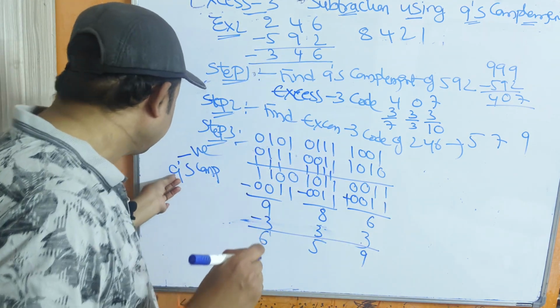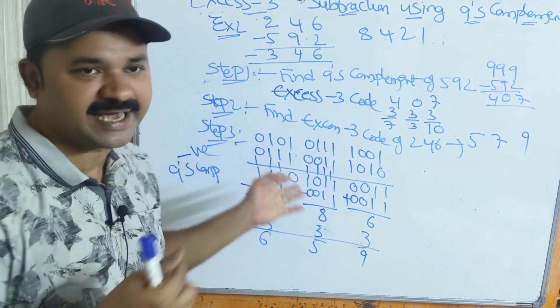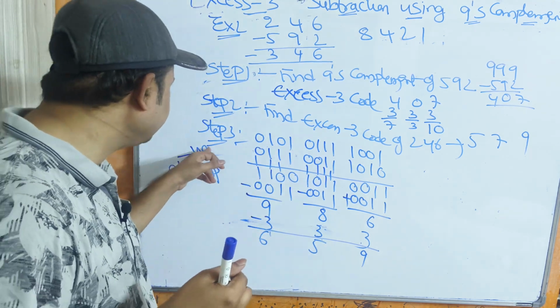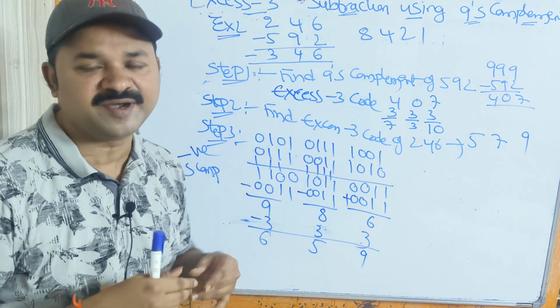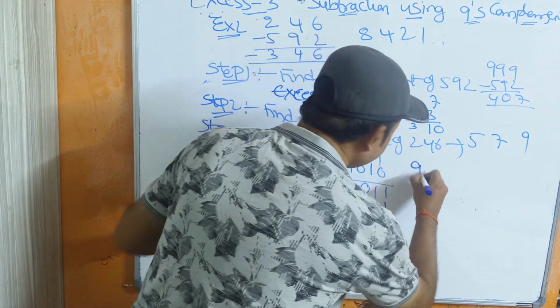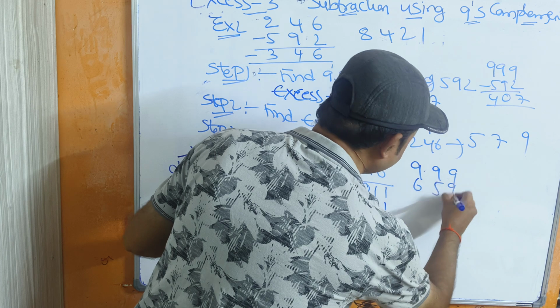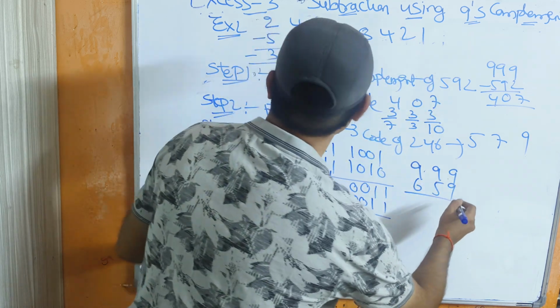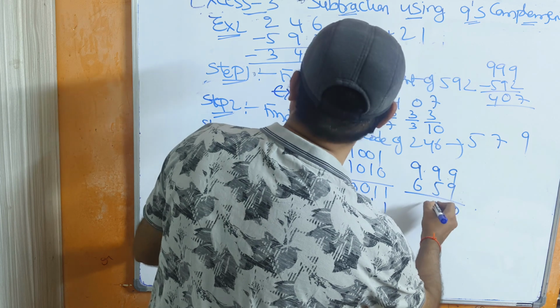Next, here if the result doesn't generate the carry, then we can say that the result is a negative number. So we need to take the 9's complement of the result. So 9's complement of this result means subtract it from 9s. So 999 minus 653. 9 minus 3 means 6, 9 minus 5 means 4, 9 minus 6 means 3.